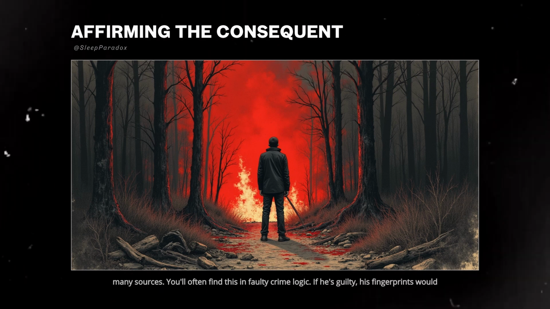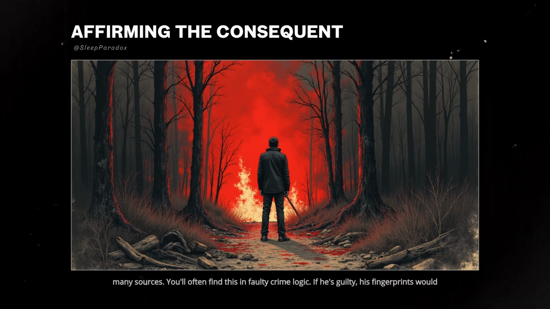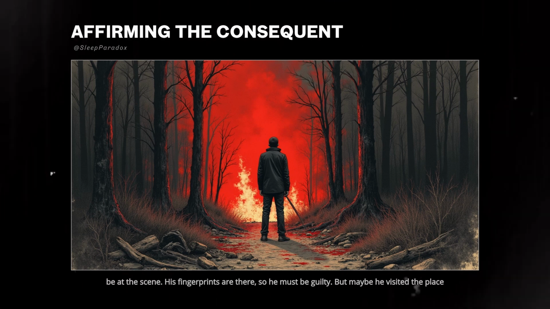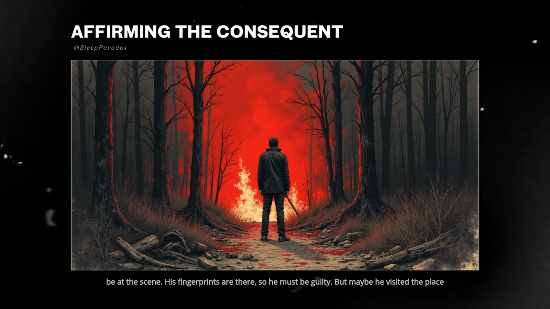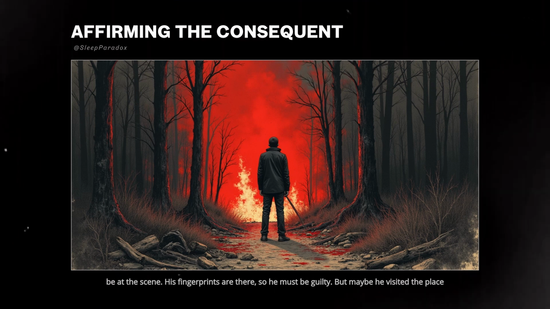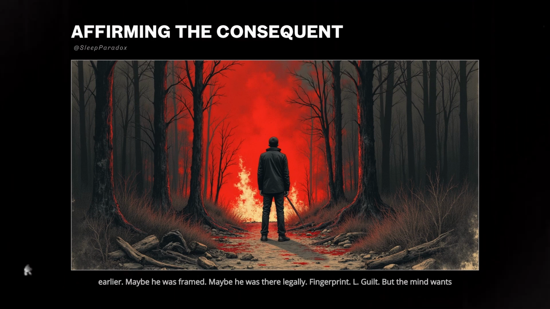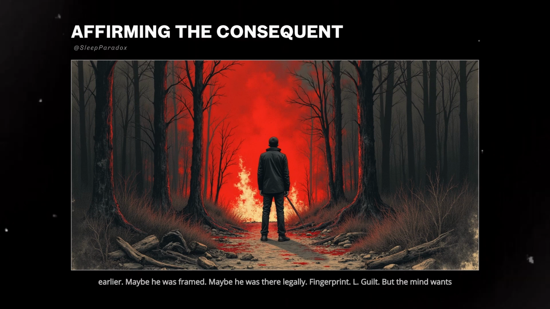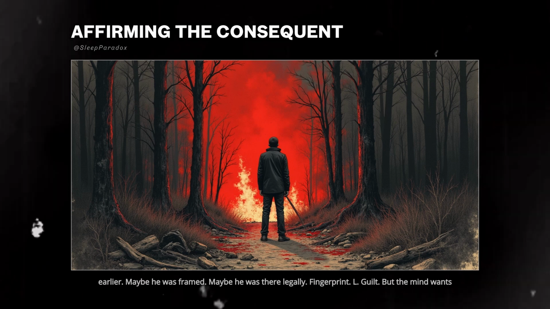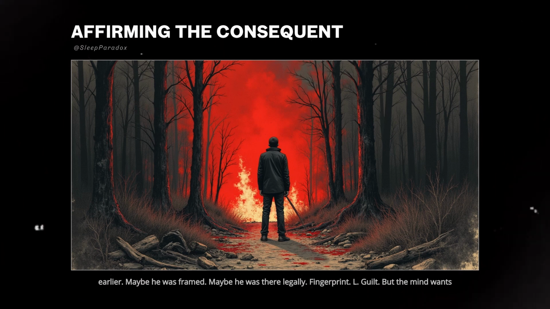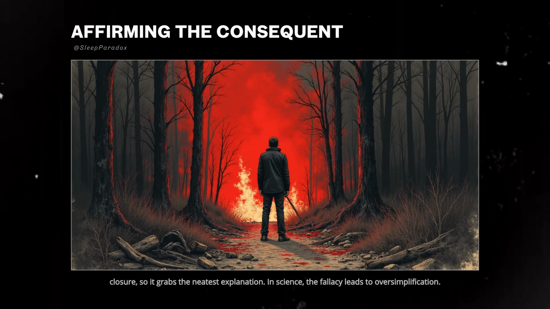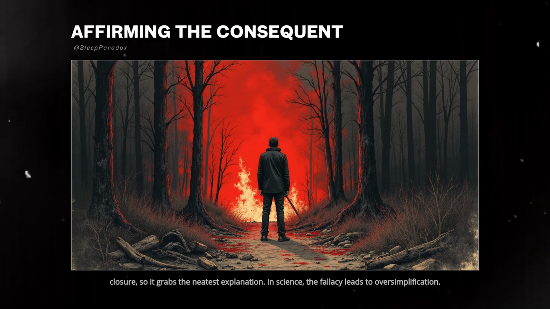You'll often find this in faulty crime logic. If he's guilty, his fingerprints would be at the scene. His fingerprints are there, so he must be guilty. But maybe he visited the place earlier. Maybe he was framed. Maybe he was there legally. Fingerprint, guilt. But the mind wants closure, so it grabs the neatest explanation.